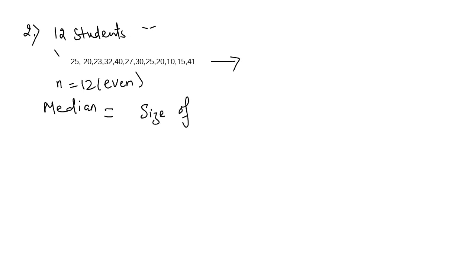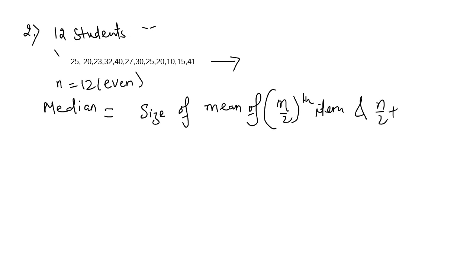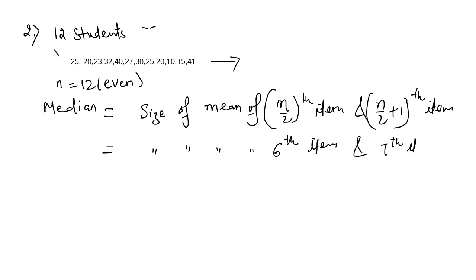Median is equal to size of mean of n by 2th item, 27 is wrong, and n by 2 plus 1th item. 25 is correct. Size of mean of n by 2. N by 2 is 12 by 2, that is 6th item and the 7th item.